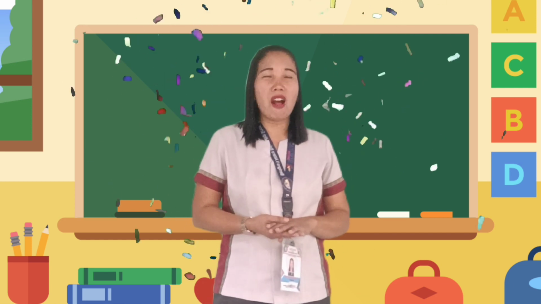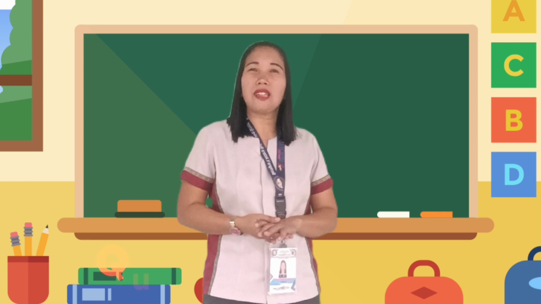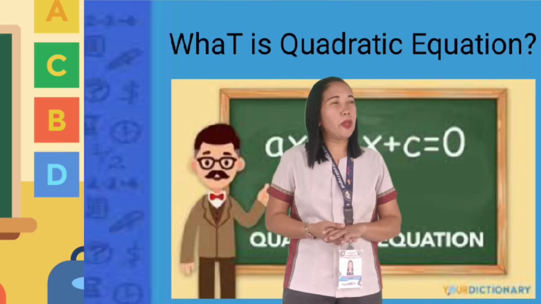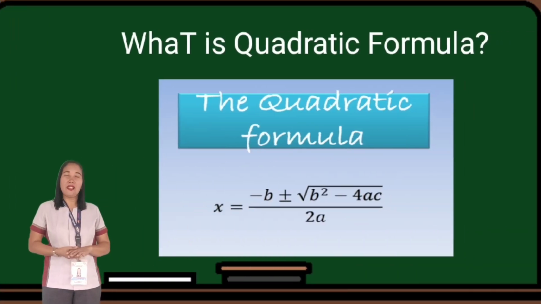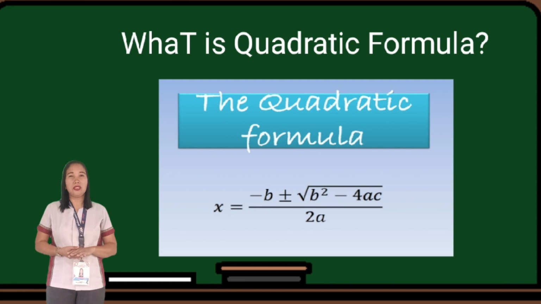Students, you got it all correct! Our lesson for today is all about quadratic equation. What is quadratic equation? Quadratic equation is in the form ax squared plus bx plus c is equal to 0. Our lesson for today is all about solving quadratic equation using quadratic formula. X is equal to negative b plus or minus the square root of b squared minus 4ac all over 2a.